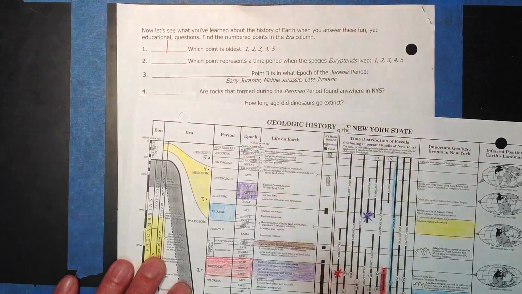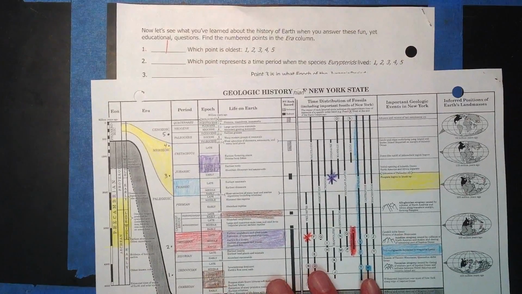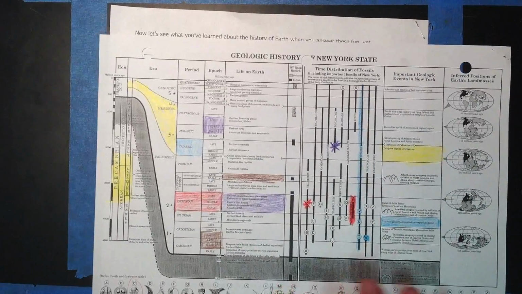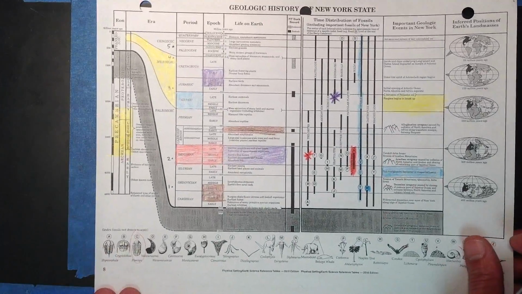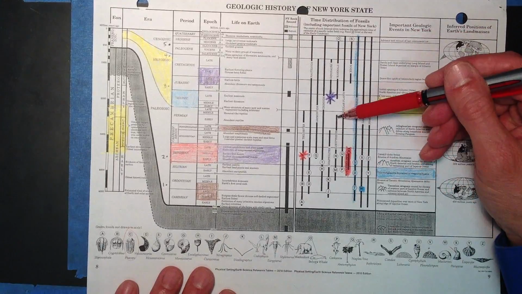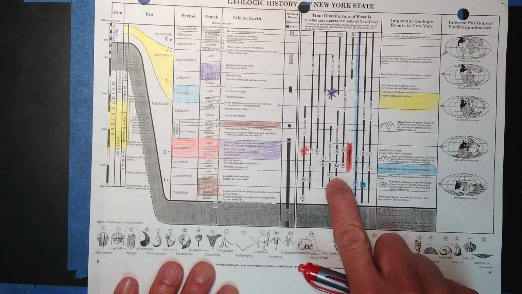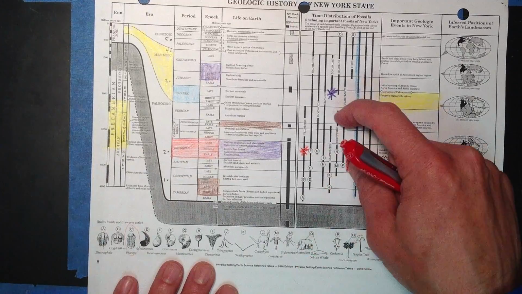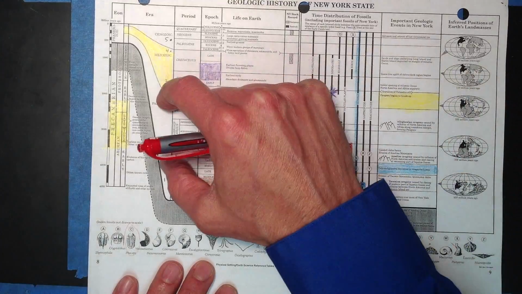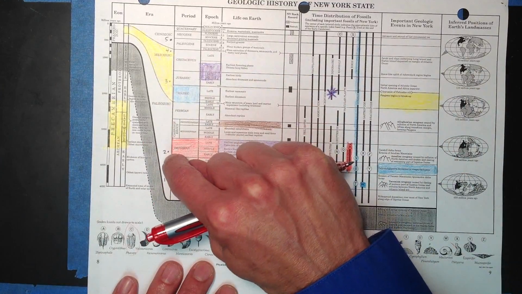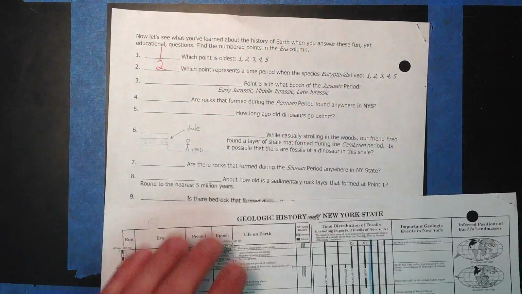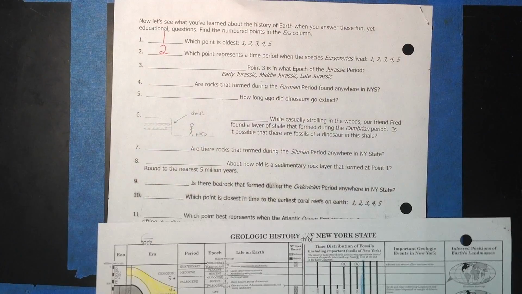1 is the oldest. Which point represents a time period when the species Eurypterids lived? 1, 2, 3, 4, or 5. So what you want to do, when did Eurypterids live? Okay, so you want to look here. Okay, so this is the timeline. The first Eurypterids came about on Earth here, and they went extinct here. So you would see which one of these is it, and it's 2. 2 is a time period that Eurypterids lived. So this is just really sort of me helping you work through this chart, how it works.